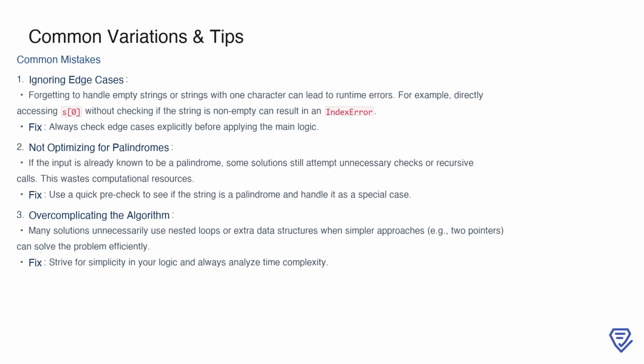Next, if the input string is already a palindrome, some solutions may still perform unnecessary computations, such as additional checks or recursive calls, which waste time. A better approach is to include a quick pre-check for palindromes and handle them as special cases. Finally, overcomplicating the algorithm is another frequent issue. For example, using nested loops or extra data structures when a simpler two-pointer approach could solve the problem more efficiently. Simplify your logic and analyze the time complexity to ensure your solution is both correct and optimal.